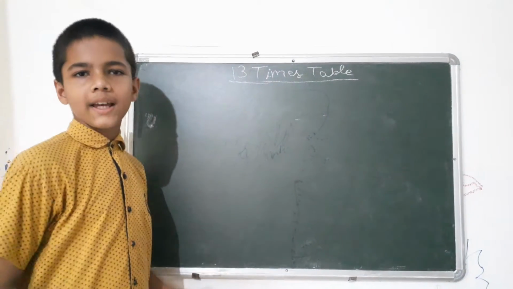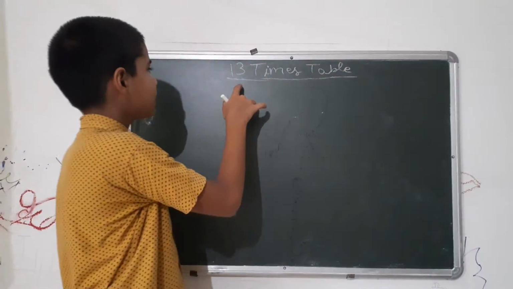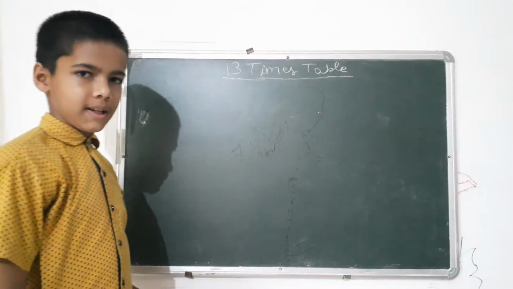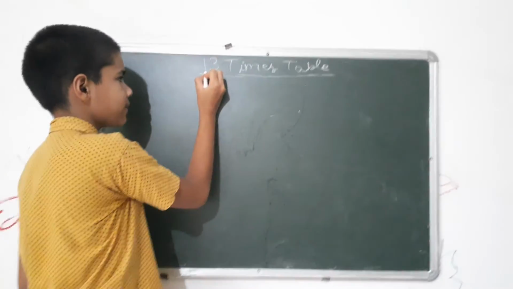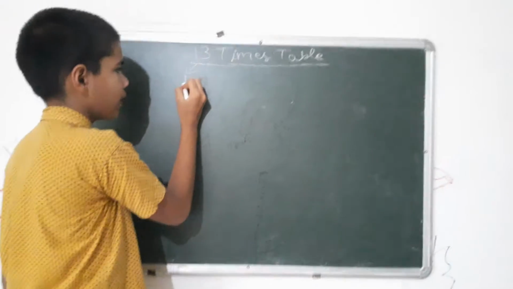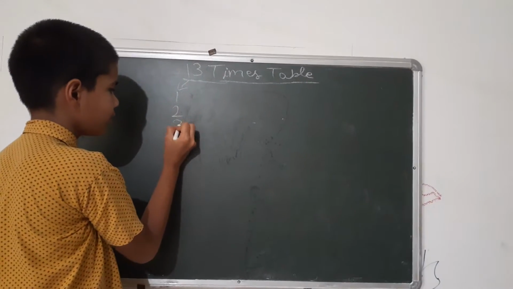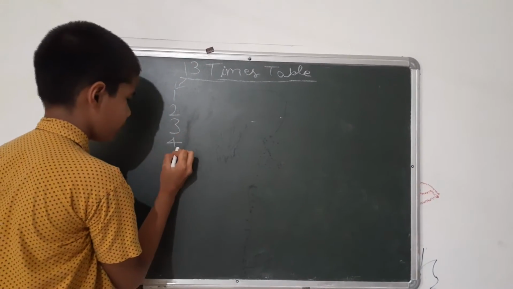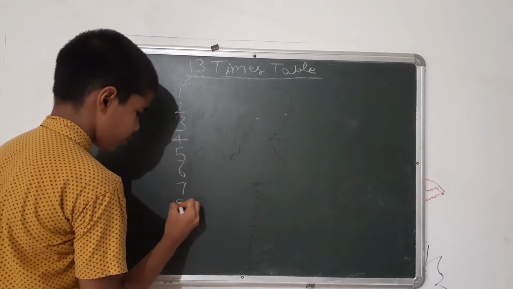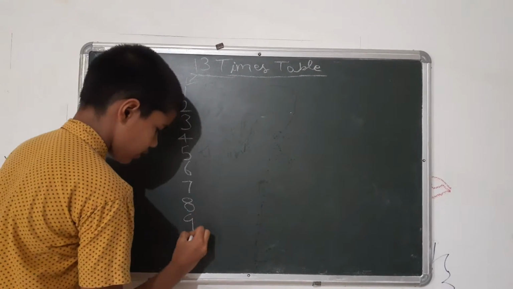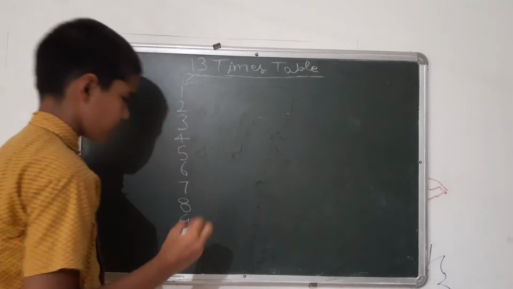Hello learners, today I am going to try a short trick to learn 13 times table. Let's begin. All of you write with me. I am writing 1 times table. 1, 2, 3, 4, 5, 6, 7, 8, 9, 10.